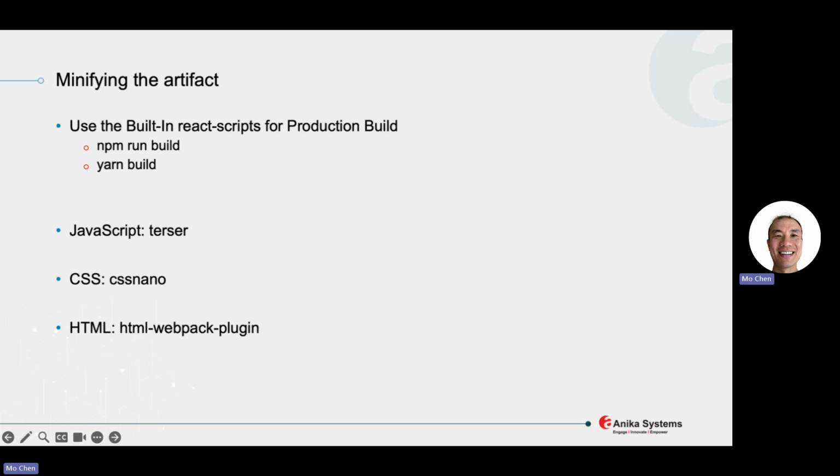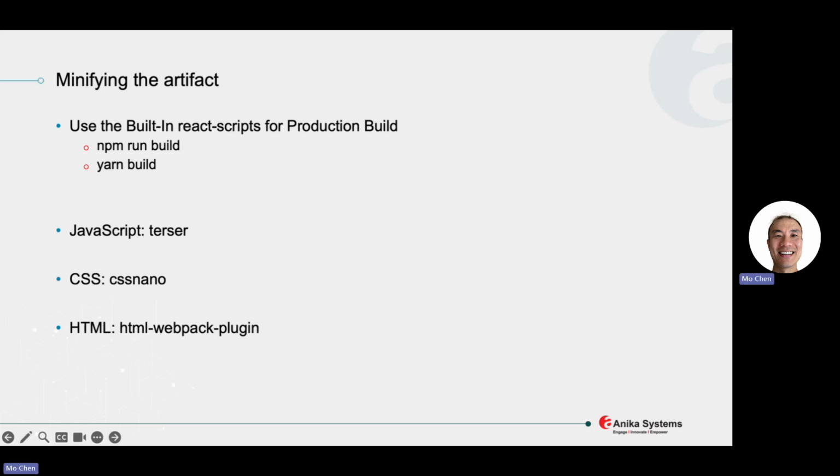Minifying the artifact from a React web project is a standard process for optimizing the app's performance by reducing the file size of the JavaScript, CSS, and HTML files. You can use the built-in React scripts for production build. If your React project was created with Create React App, it includes built-in support for minification when creating a production build.